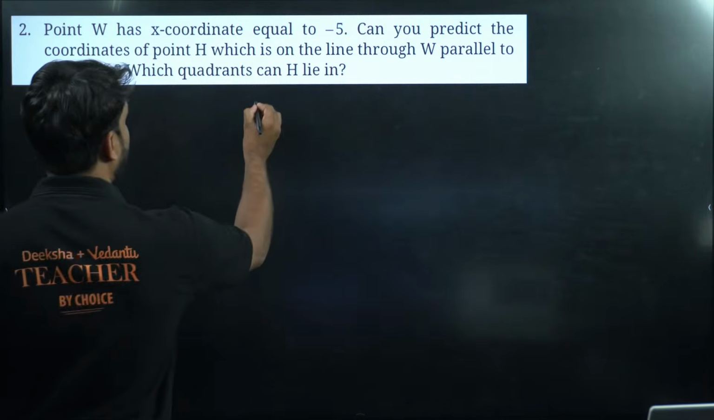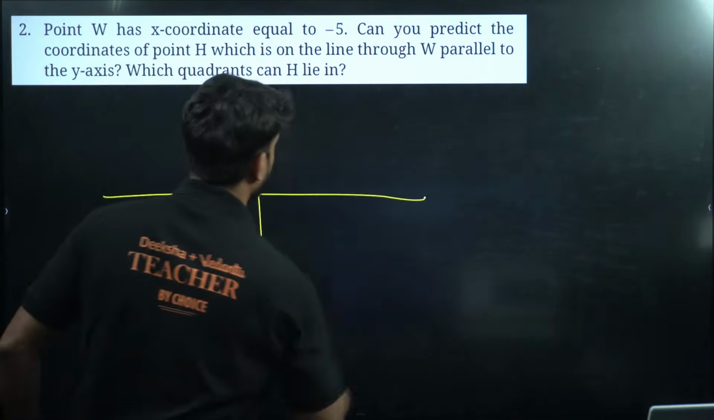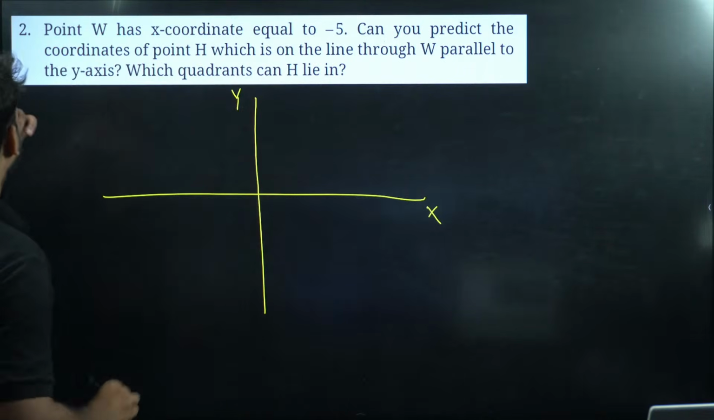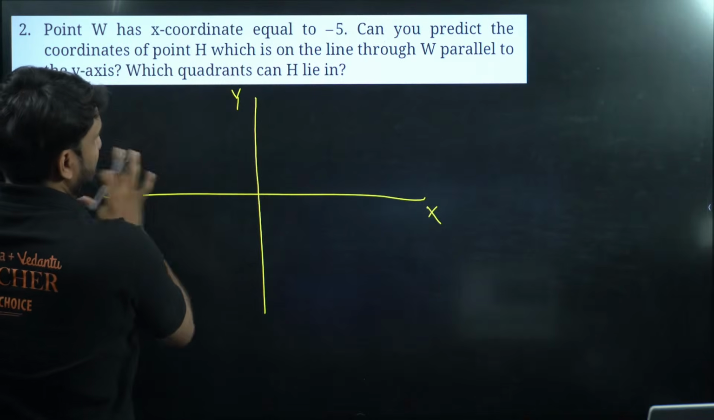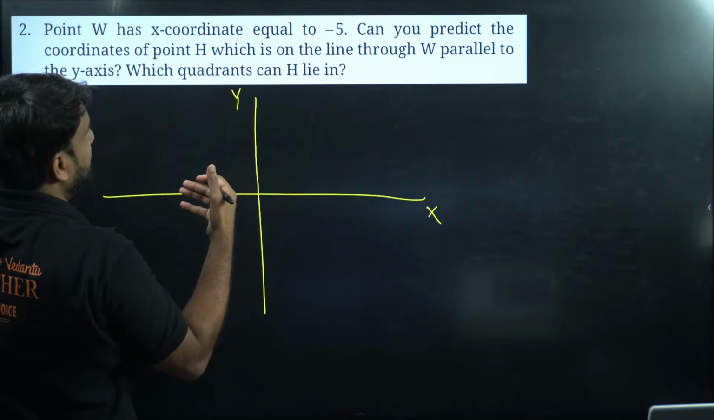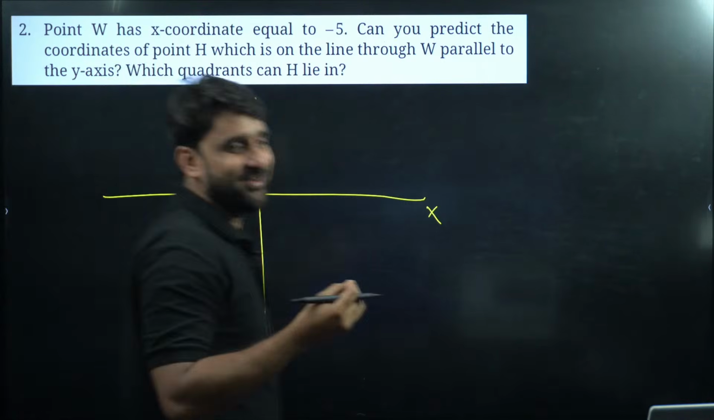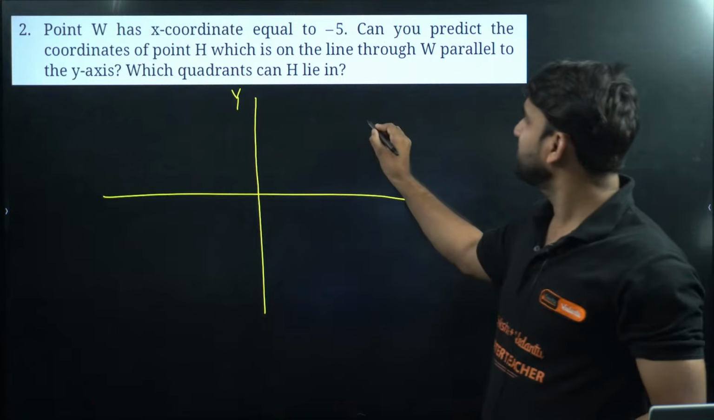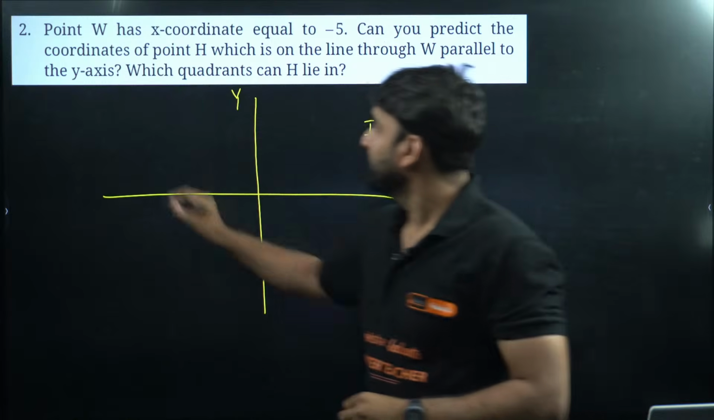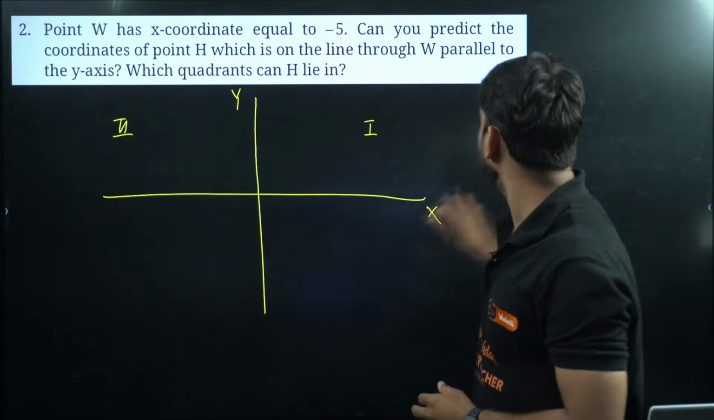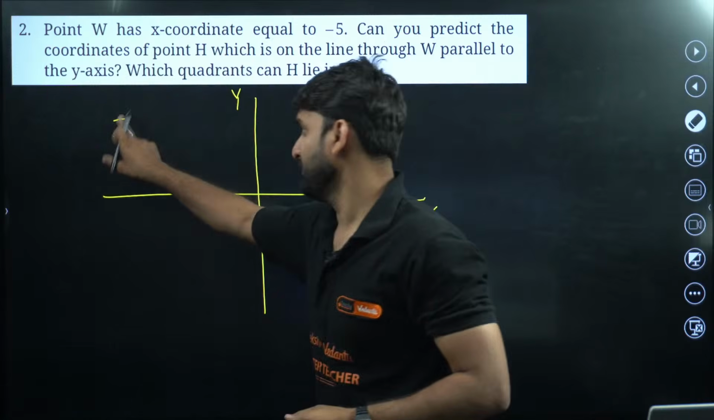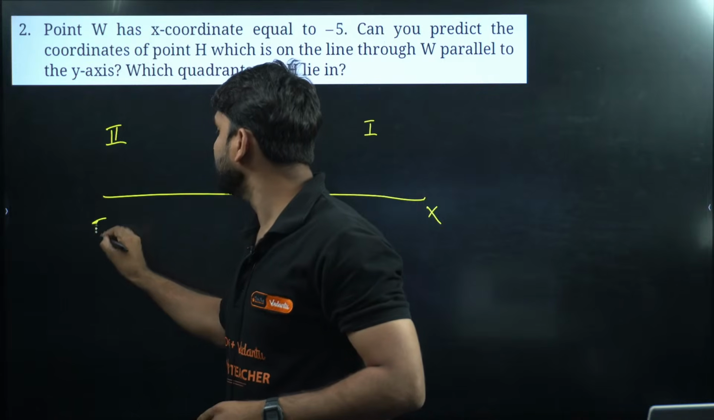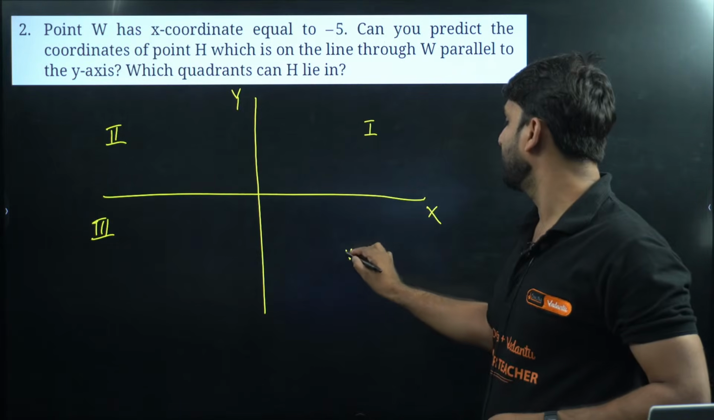So let's draw the graph first. This is the x-axis, champion, and this is your y-axis. Very good. Point W has x coordinate equal to -5. Okay, can you predict? Very logical question, but a very easy question. Just imagine, do you know this is called the first quadrant? This is your second quadrant, everyone. Please focus on the solution. And this is your third quadrant, and this is the fourth quadrant.